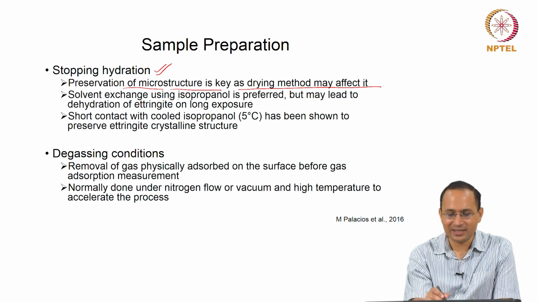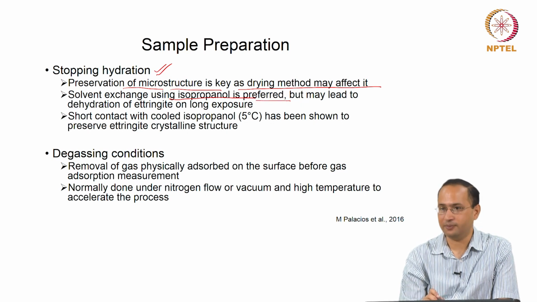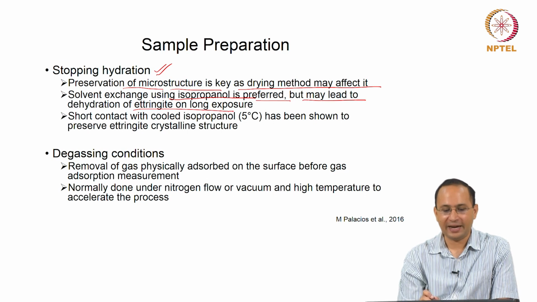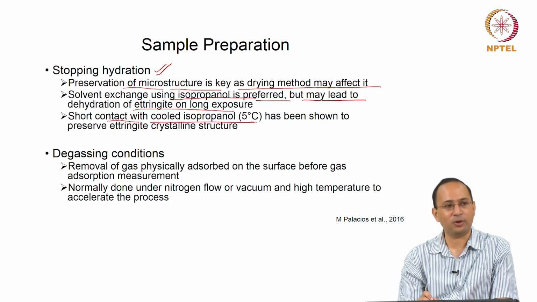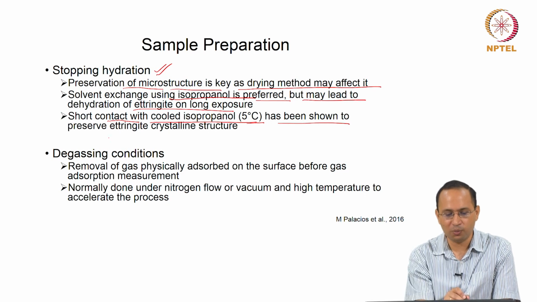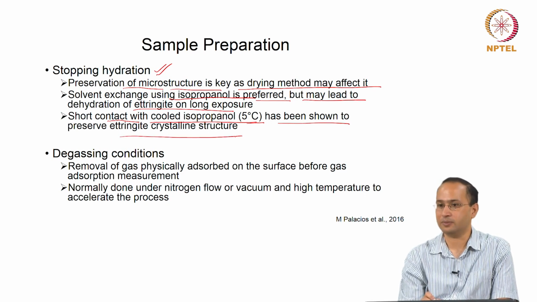So, solvent exchange using isopropanol is preferred, but it may lead to dehydration of ettringite on long exposure. That is the downside of it. For long exposure, ettringite may get dehydrated. So, what is recommended? Short contact with cooled isopropanol. Cool means a temperature of 5 degrees Celsius, which has been shown to preserve the ettringite crystalline structure.